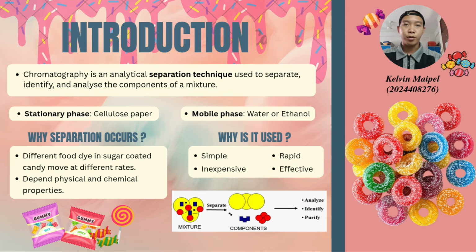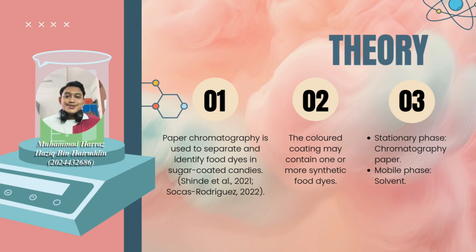Why do we use paper chromatography? Because it's simple, inexpensive, rapid, and effective, and does not require sophisticated equipment. This makes it an excellent technique for the analysis of food dye in sugar-coated candy. So, I will explain about the theory.